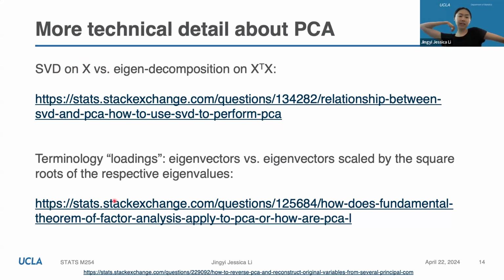The second interesting thing is the terminology "loadings". In this class, and in most PCA literature, we refer to loadings as the eigenvectors of X transpose X. However, this author has a different opinion. He thinks the loadings should be eigenvectors scaled by the square roots of the respective eigenvalues. So there are two ways to call what is loadings, but he has some reasoning for why the latter is a better way to represent loadings. But anyway, what we call loadings are the eigenvectors, just to avoid any confusion.